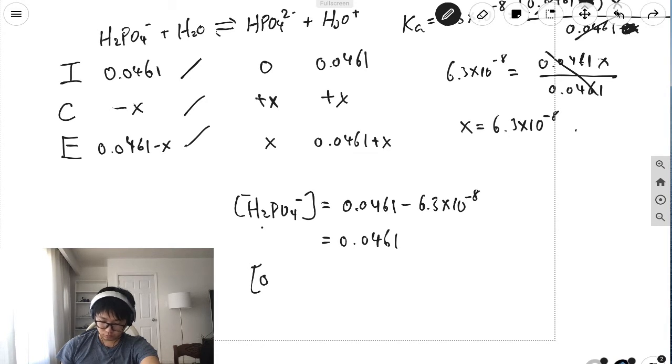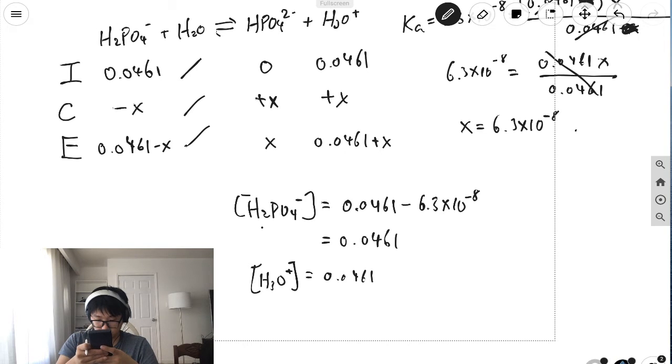What am I looking for? pH? Yeah, you're looking for pH and the H2PO4 concentration, right? So now I'm working on the pH. To find pH, you need to find the hydronium after the second dissociation, right? Which will just be 0.0461 plus the X. Yeah, plus the X, but that's not really going to make much of a difference. It's still going to be about 0.0461.